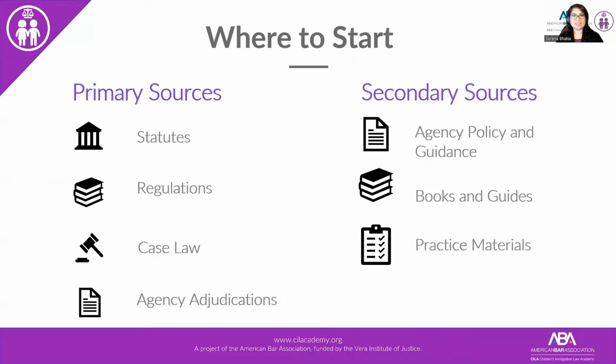All right, I'm going to dive into where to start when researching for your cases. So there are two main types of resources you can look to for research. There are primary sources, which are the statutes, regulations, case law, and agency adjudications, and secondary sources like books and guides, such as CILA's practice materials. For this presentation, we are assuming that you do not have access to Westlaw or Lexis, so we will be citing two publicly available online resources.